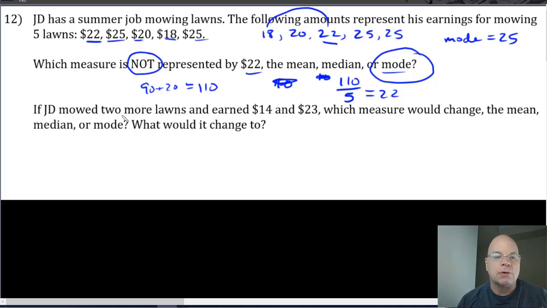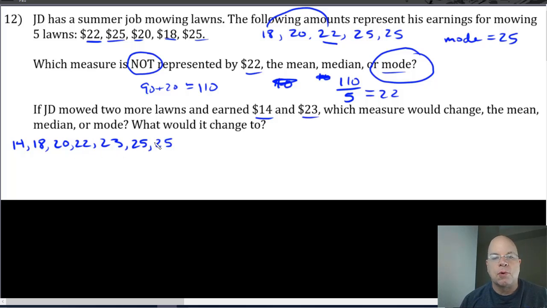If JD mowed 2 more lawns and earned $14 and $23, which measure would change, the mean, median, or mode, and what would it change to? So let's redo our list. We've got a new lowest value, 14, then 18, 20, 22. We've got a 23 now, and we have our 2 25s.